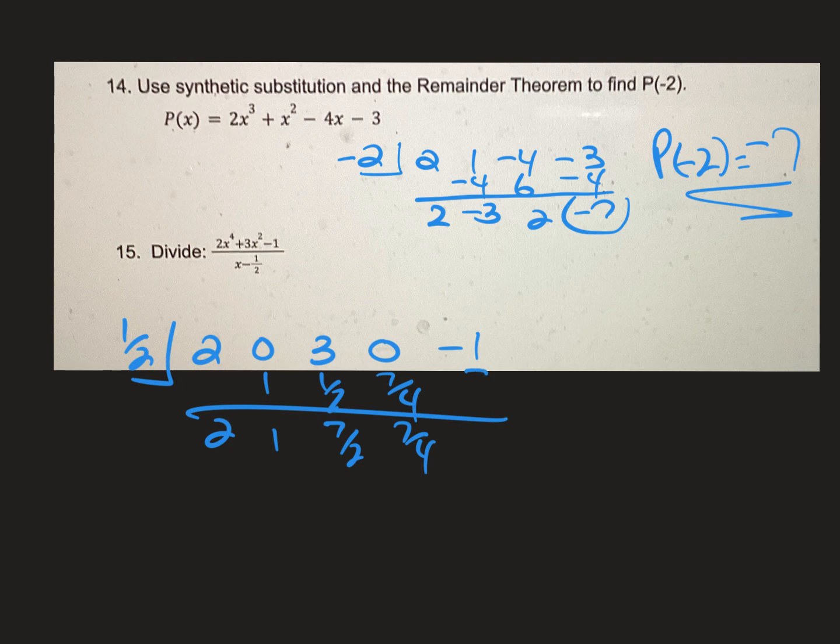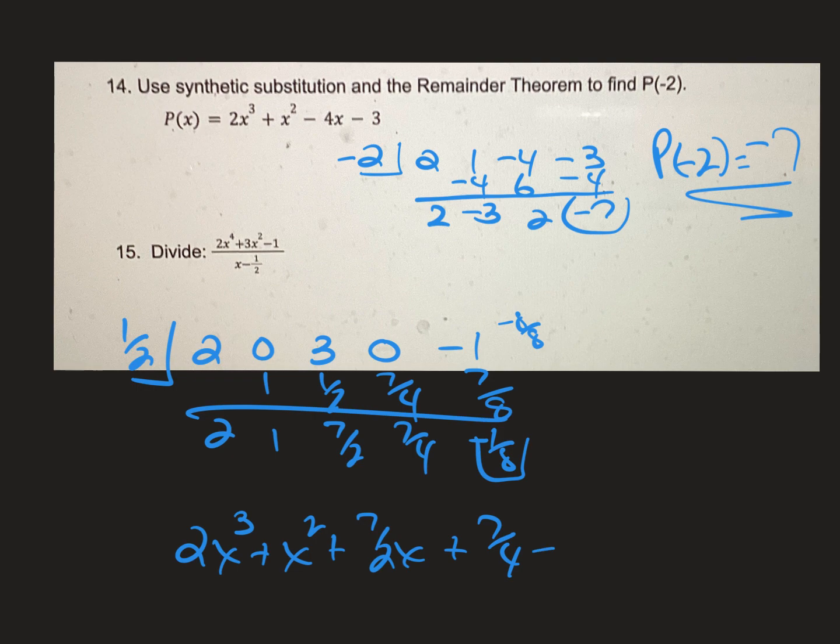Same thing. Multiply the numerators, it's 7. Multiply the denominators, that's 8. Negative 1 is really negative 8/8 plus 7/8 is negative 1/8 for my remainder. So don't forget to write your answer. Start 1 degree less: 2x cubed plus x squared plus 7/2 x plus 7/4. And remember the negative 1/8 is your remainder.